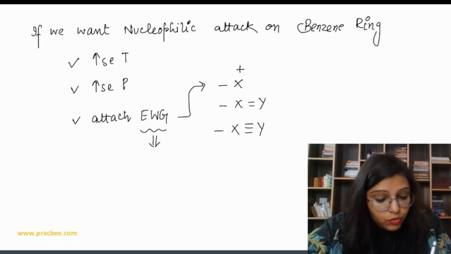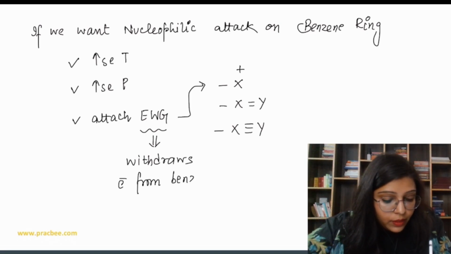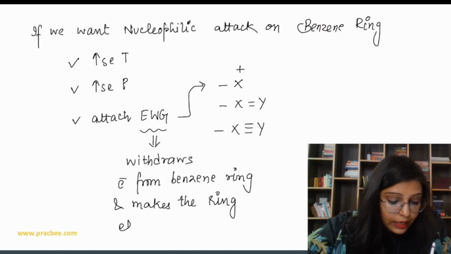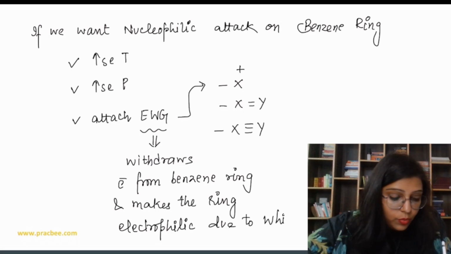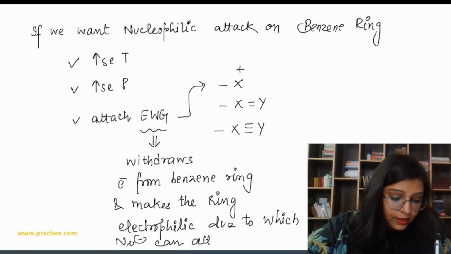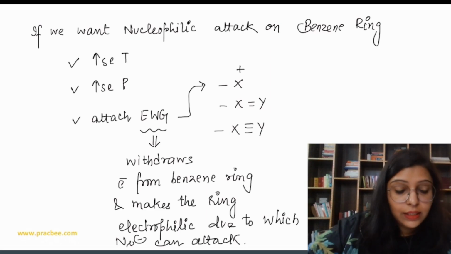So an electron withdrawing group withdraws electrons from the benzene ring and makes the ring electrophilic, due to which a nucleophile can attack. Understood? Due to which the nucleophile can attack. So these are the conditions.